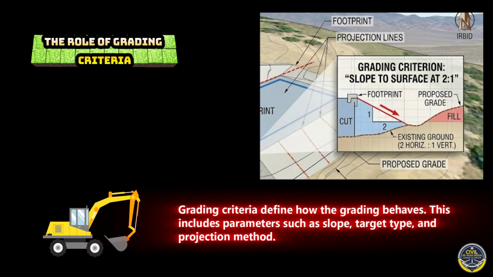For example, a criterion might be slope to surface at 2 to 1. This tells Civil 3D to project from the footprint at a slope of 2 horizontal to 1 vertical until it intersects the target surface. Grading criteria are what transform a simple line into a controlled engineering solution.